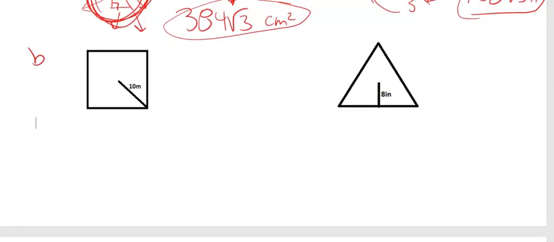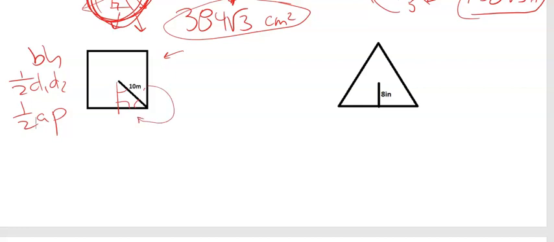Out of the formulas, base times height, 1/2 diagonal 1, diagonal 2, 1/2 apothem times perimeter. Looking at this, what is the laziest and most efficient way to do it? The top one, the middle one, or the bottom one? Which one? Okay, if I do base times height, that means that I have to use, this is a 45, 45, 90. I'm going to have to somehow get here.